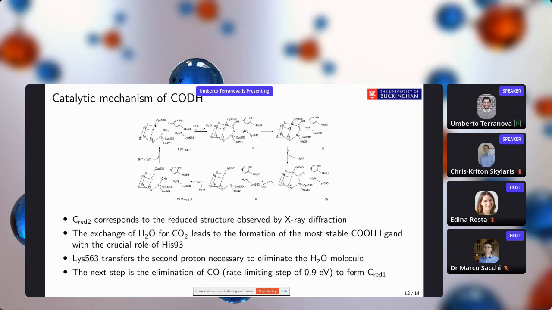Then the lysine 563 transfers the second proton with the subsequent elimination of the water molecule in the intermediate 4. The next step is the elimination of carbon monoxide with a step of 0.9 eV to form what has been observed experimentally as the CRED1 species at intermediate 6.